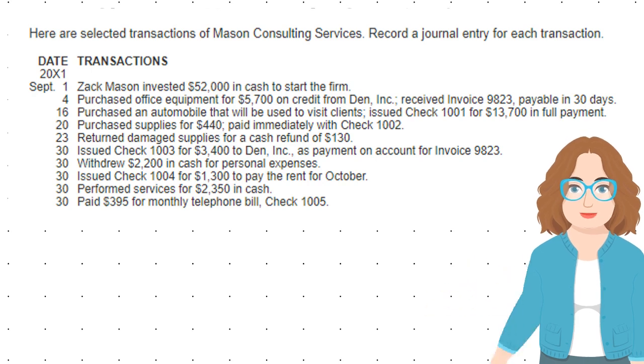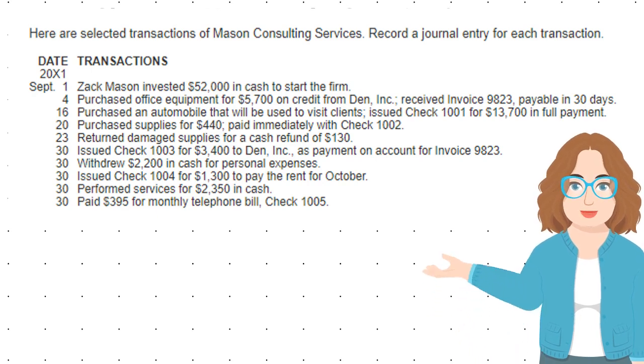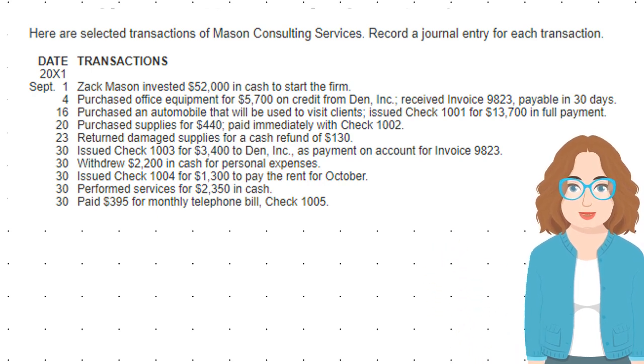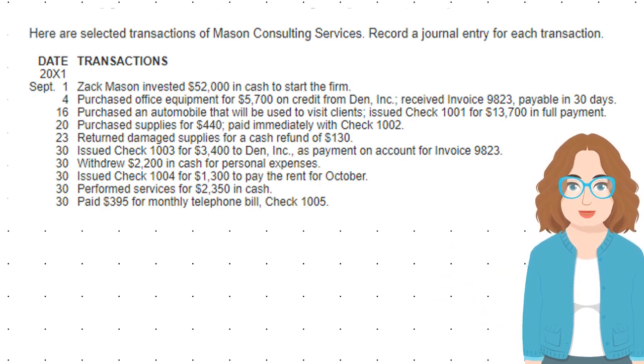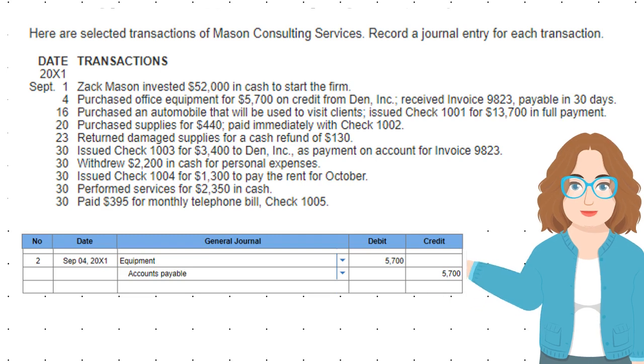In this case, we purchased office equipment, which is an asset. So, the assets increased. And, what else happened? The business now has higher liabilities. That means, we have to debit office equipment and credit accounts payable.